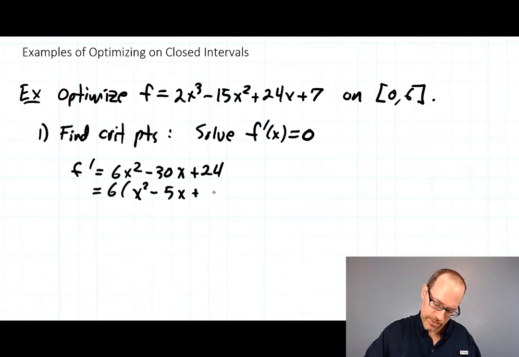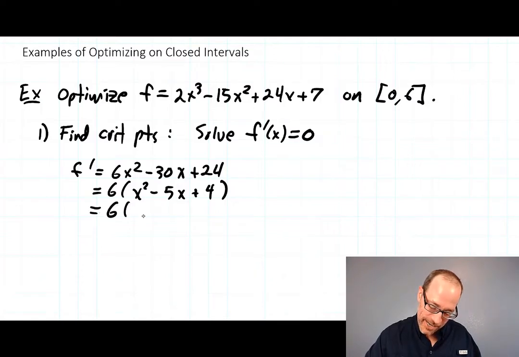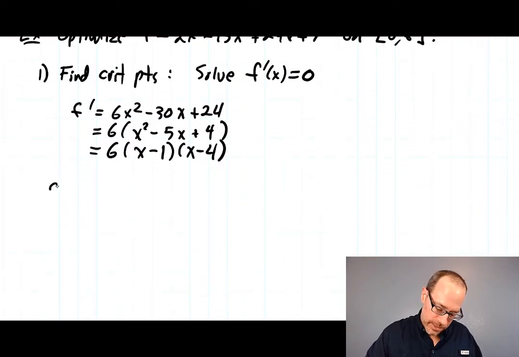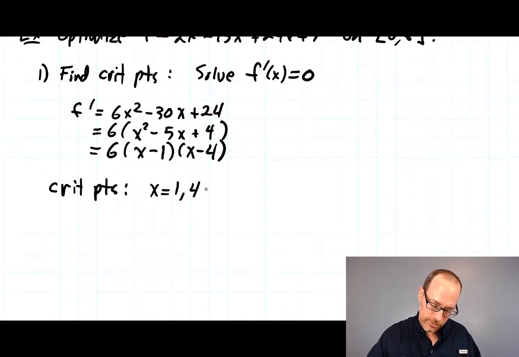That's not true. 6 times 4 is 24. All right, let's factor that. So we get an x minus 1 and an x minus 4. All right, so the critical points will be x equals 1 and x equals 4.